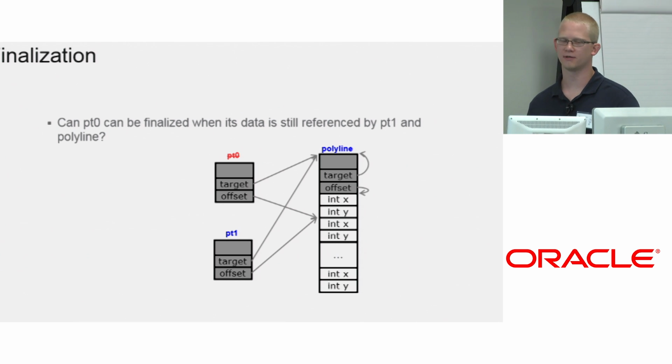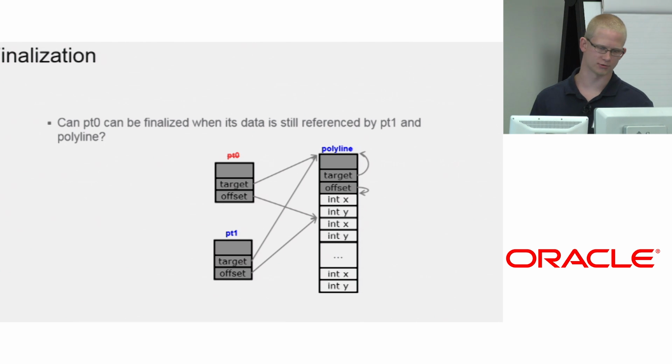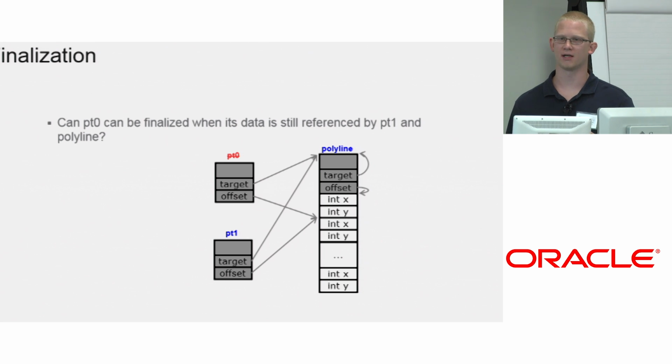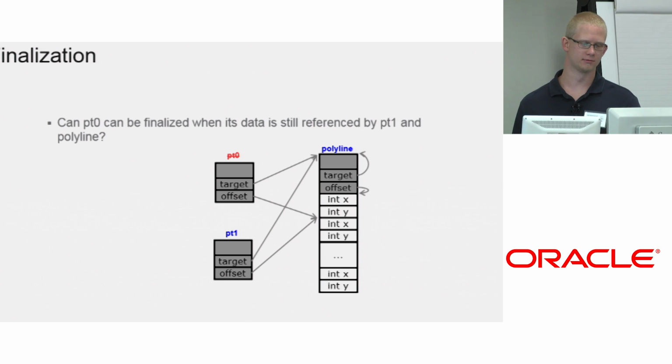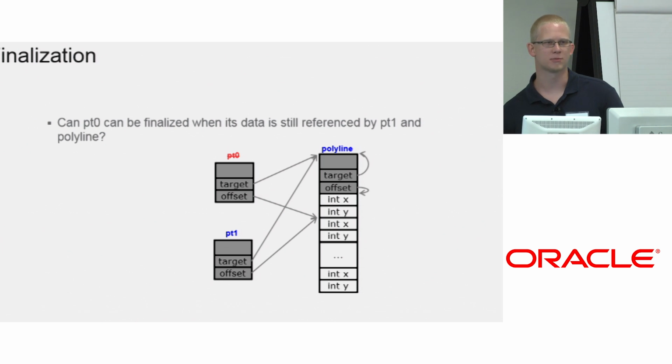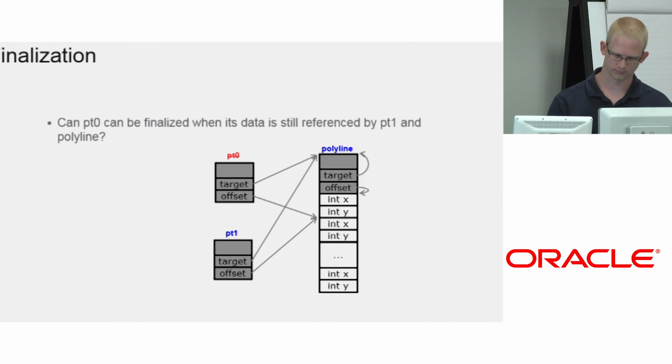Finalization. When am I free to finalize this particular object, right? Point 0 isn't referenced anymore. Can I finalize it when it's not referenced? Can I finalize it when polyline isn't referenced? How do I explain that to a user?